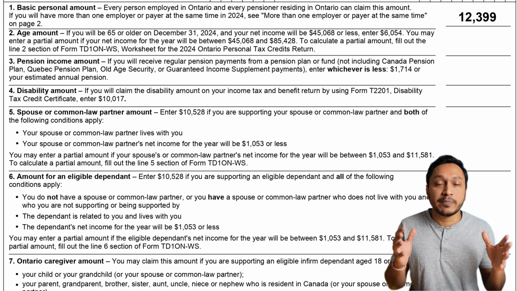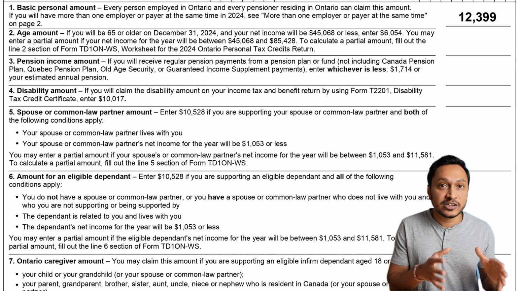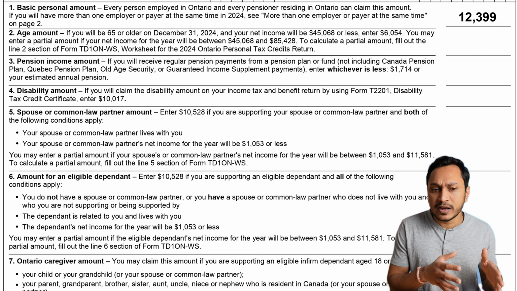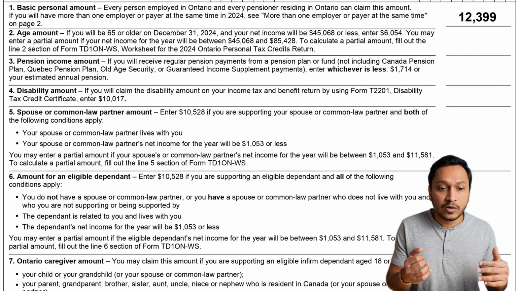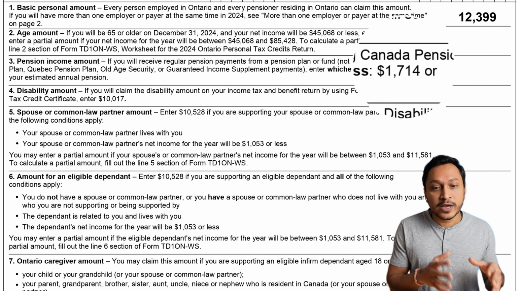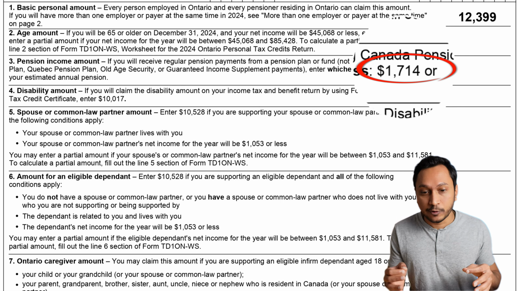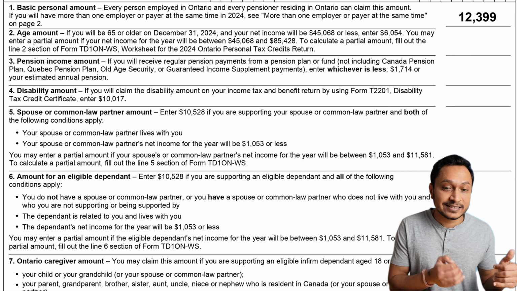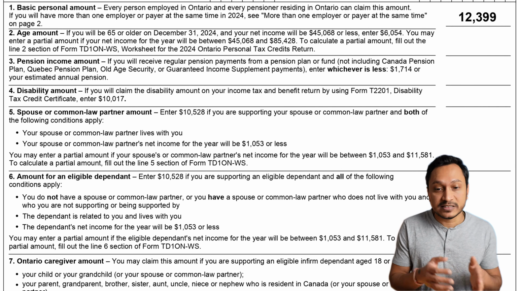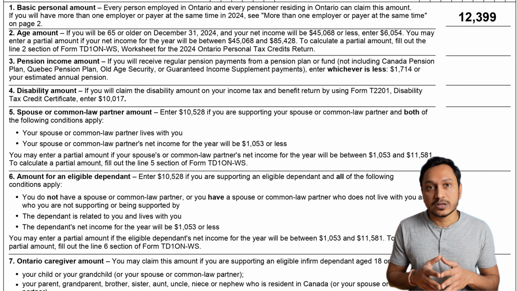Box number 3 is for the pension amount. If you are receiving pension other than the Canada Pension Plan, Quebec Plan, Old Age Security, or even Guaranteed Income Supplements, you can fill out 1,714. If your annual pension other than those pension plans I mentioned is less than 1,714, then please add that amount instead. Box number 4 is the disability amount.